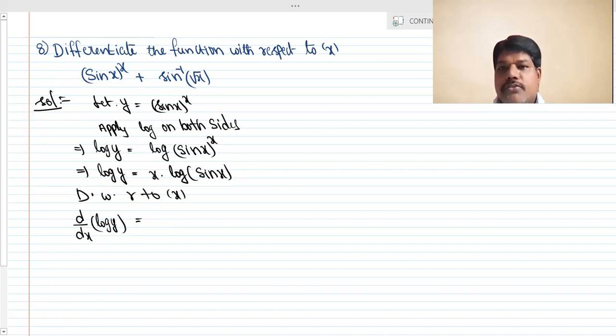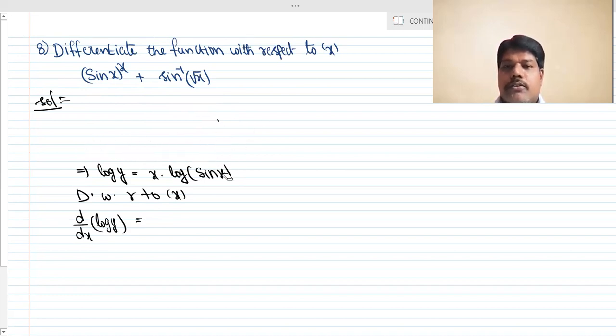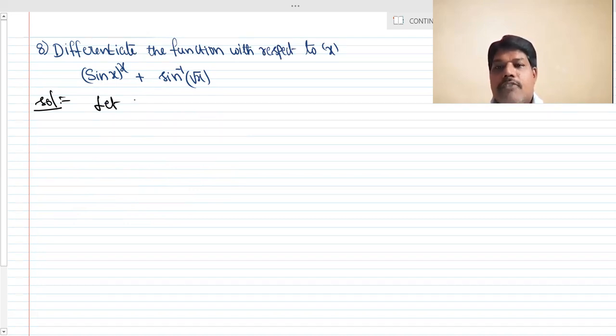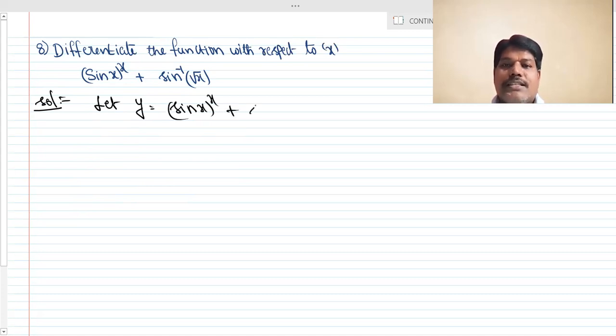So just avoid this mistake, students. First we have to take the given function as u actually. You do not take that directly as y. So what we will take first: let y be equal to the given problem, the total problem, sin x whole power x plus sin inverse of root x. You can take this function as y and take this as equation number 1.